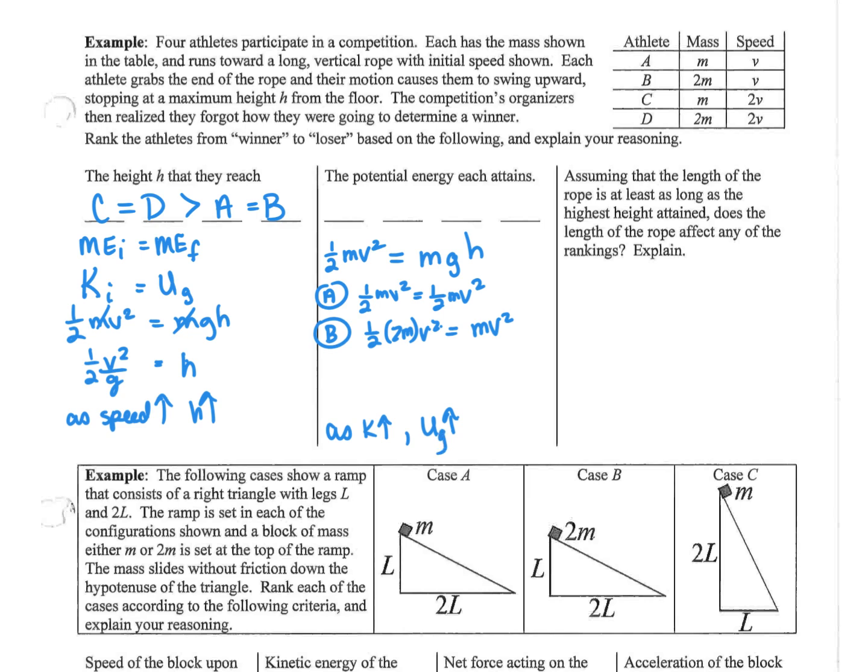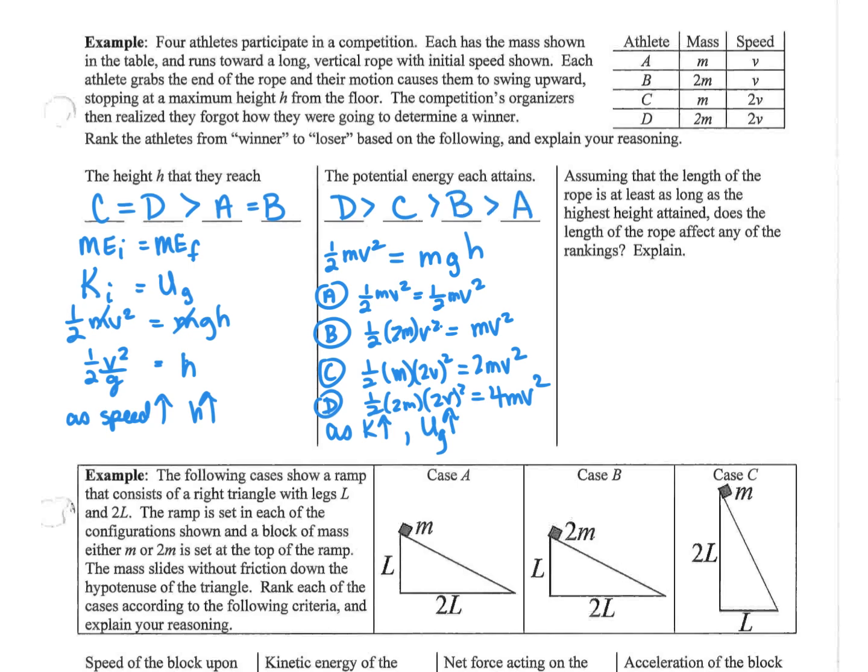So let's see. C has 1/2 m, but now we have 2v squared. So we end up with 2mv squared. And then D finally, 1/2 has 2m and 2v. So we end up with what, 4mv squared? So D has the highest, followed by C, followed by B, followed by A.